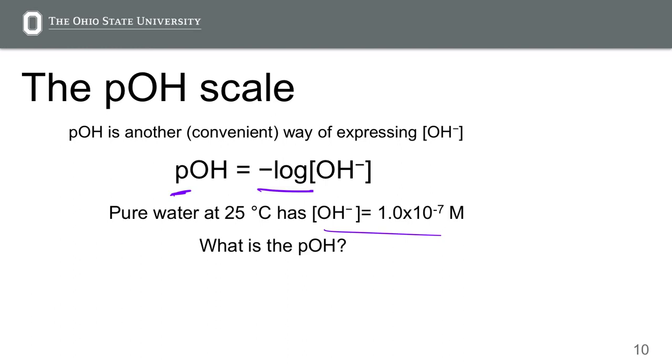Again, pure water, 25 degrees Celsius, has an OH minus concentration of 1 times 10 to the minus 7, and so the pOH is equal to 7.00. Same calculation, same numbers.